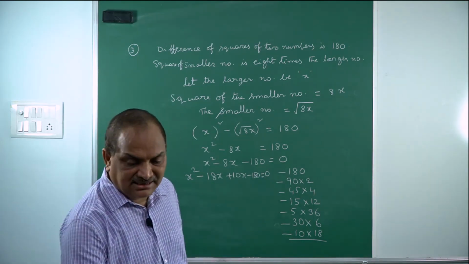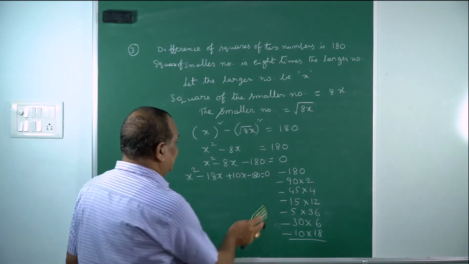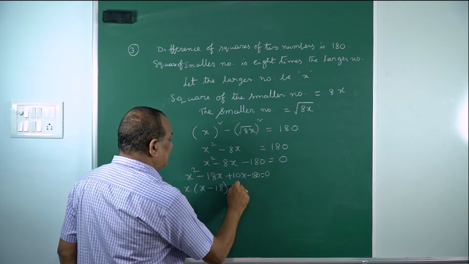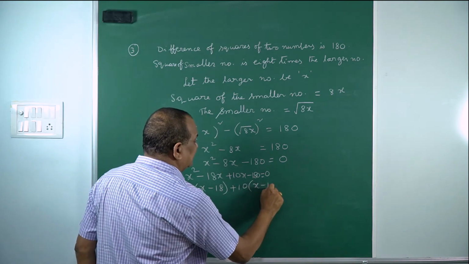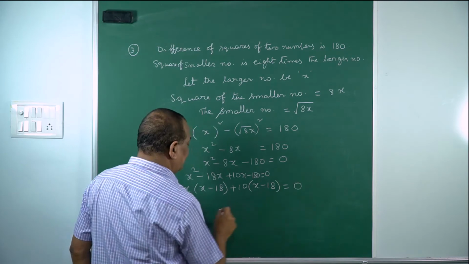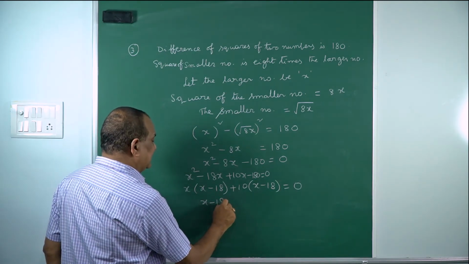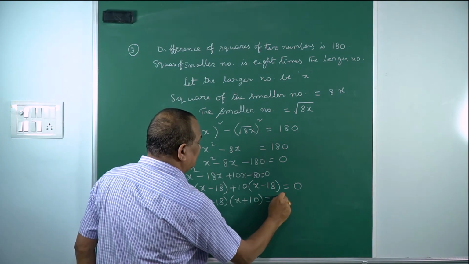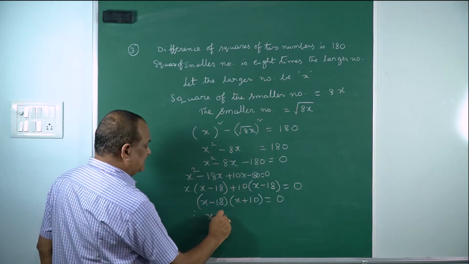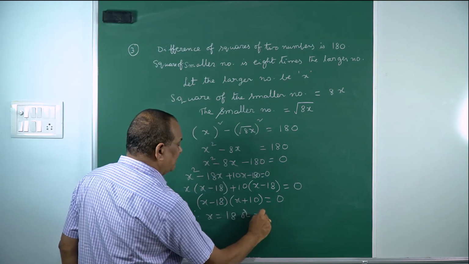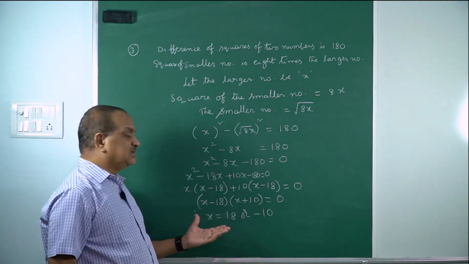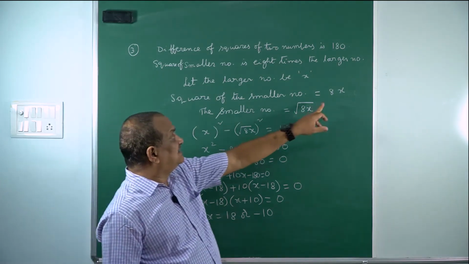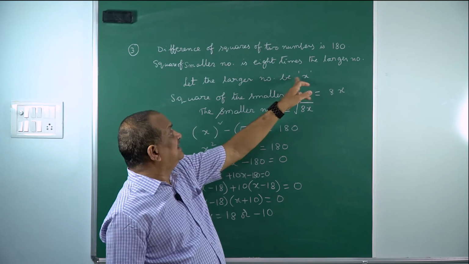I take out this guessing part. Here you have x times x minus 18 plus 10 times x minus 18 is equal to 0, and x minus 18 times x plus 10 is equal to 0. Therefore, x is equal to 18 or minus 10. Because the numbers are positive numbers, x must be 18. What is x actually? The larger number. Okay, larger number we said x.